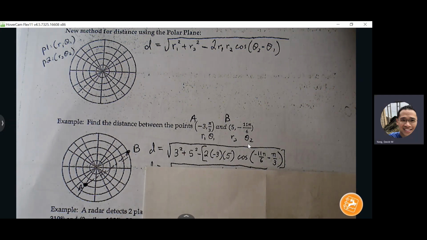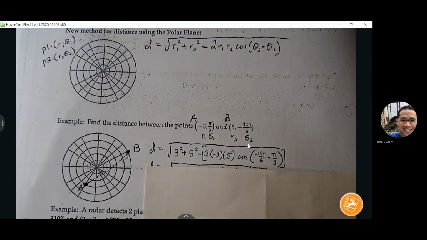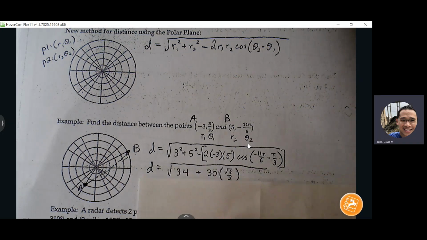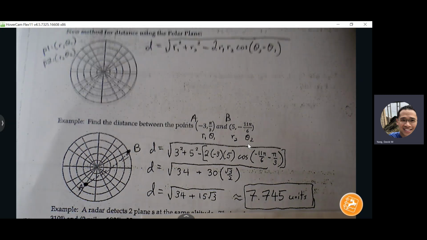Now, in your calculator, I would suggest that you put another set of parentheses around the two R1, R2 cosine theta 2 minus theta 1, just so that it's all together. Yeah, so practice entering that in. We should all arrive at the same decimal value.